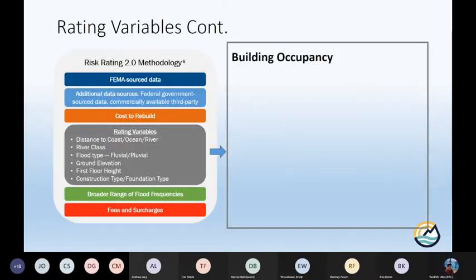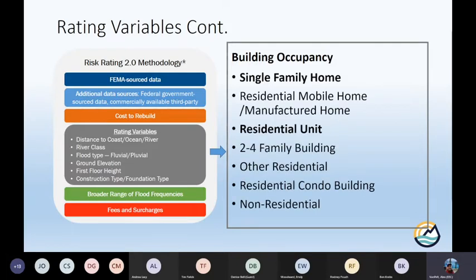Moving on, we're going to talk about building occupancy. This is another rating variable that's going to be considered. There are lots of different occupancy types, from single family home, residential mobile home, manufactured home, residential unit, 2 to 4 family building, the one Rodney asked about, other residential, residential condo buildings, and then non-residential.